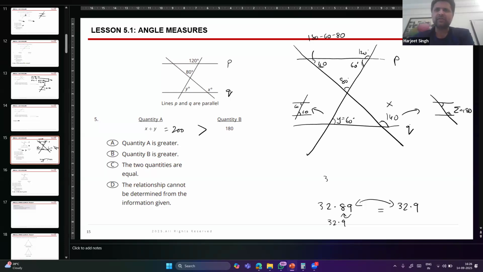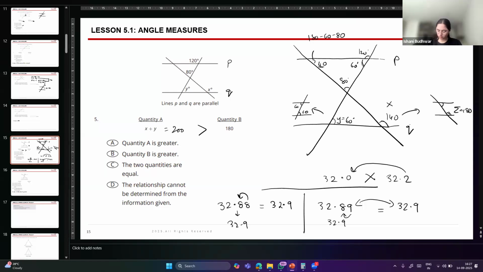So if 32.0 and 32.2, you can't round up this to this. So they are not equal. Whatever can be rounded up, you are allowed to round it up to two decimals or one decimal. Generally, two decimals is safer, which means if I have answers like 32.88 and 32.9, I will still regard these as equal because this can be rounded off to the nearest decimal and it becomes 32.9.